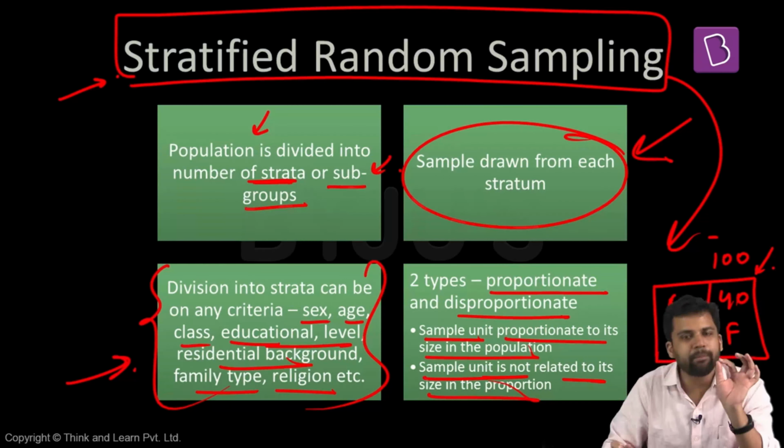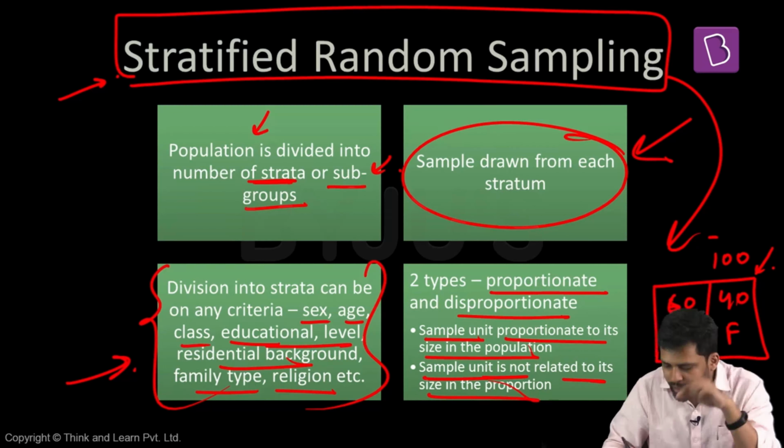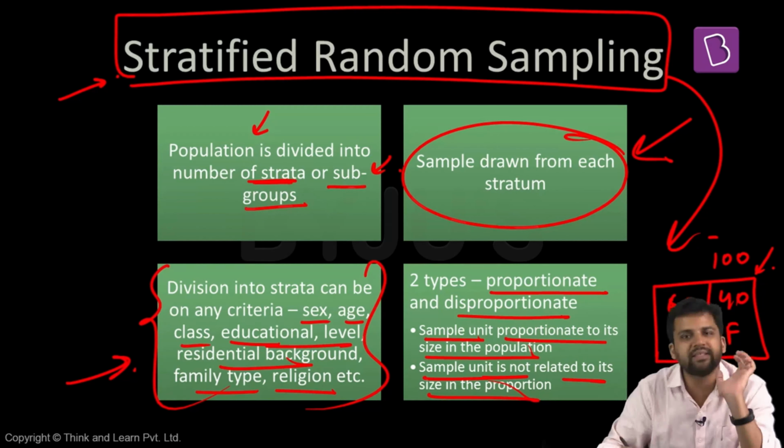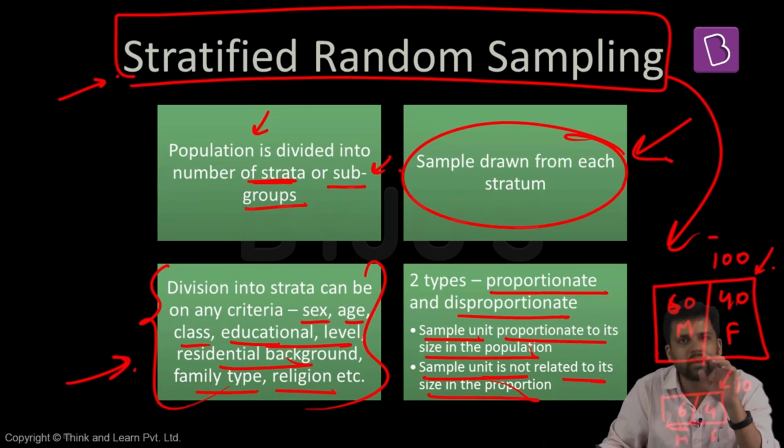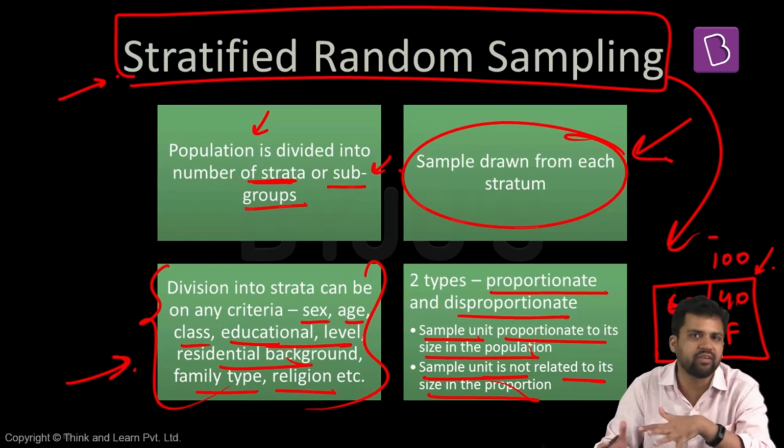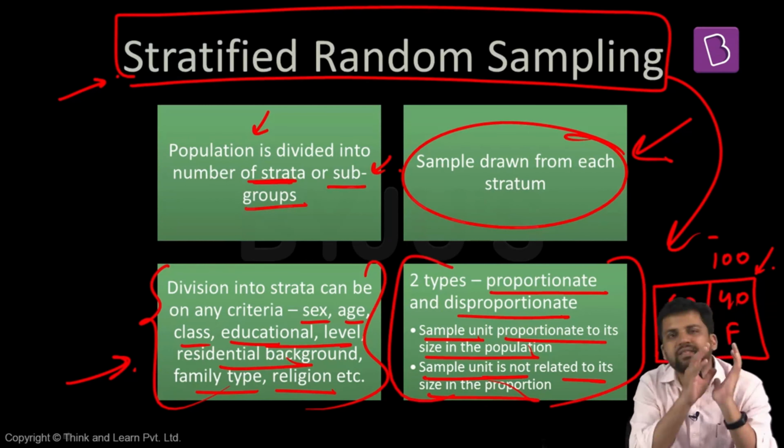Now in a proportionate stratified random sample, the number of males in the sample and the number of males in the entire population will be related. So 6 males, and 4 females here also. In a proportionate stratified random sample, it will be like this. In disproportionate, it will not be like that; the number of males and females might vary. So this is the meaning of stratified random sampling.